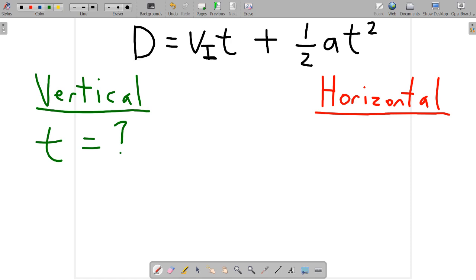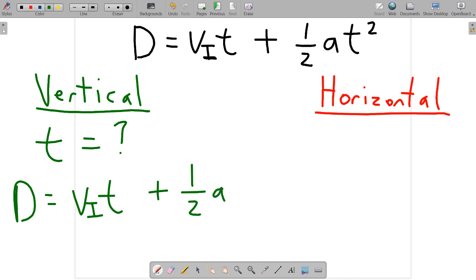So, finding the time in free fall, we can use our displacement equation. I'm going to write it here: the initial velocity times time plus 1/2 times acceleration times time squared. Now, in order to solve for this t, to get t by itself, because that's going to tell us the time in free fall, let us plug in what we know.